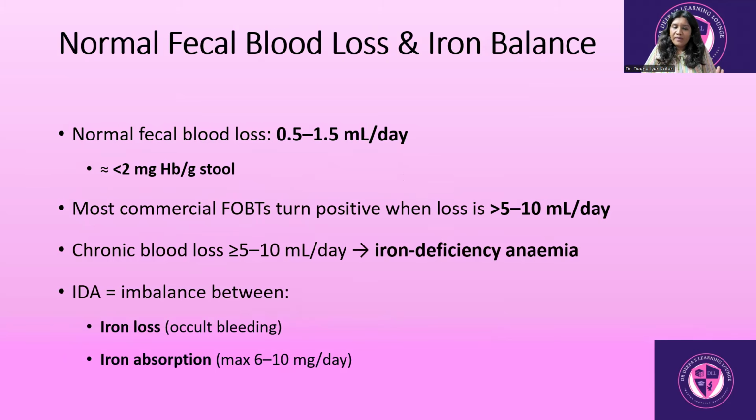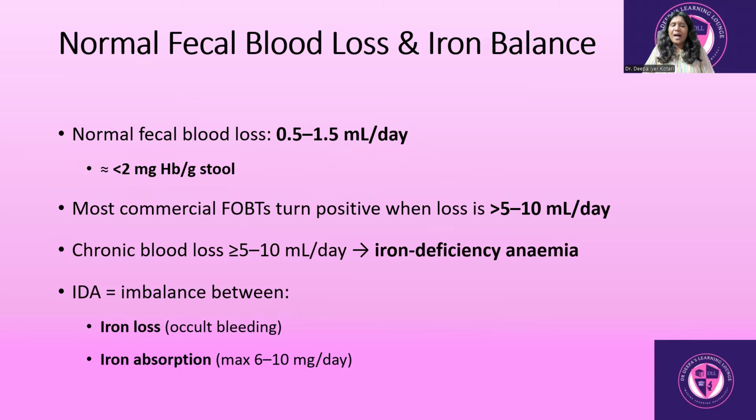Another thing is that normal fecal blood loss and iron balance have to be understood. Physiologically, all of us lose some amount of blood in the GIT. Like I said already, some amount of mucosa is shed on a daily basis, and that is roughly 0.5 to 1.5 ml of blood per day, or less than 2 milligrams of hemoglobin in stool daily, which is all right. But if it is more than that, then it has to be investigated. Our commercial FOBT turns positive, as I already alluded to, when the loss is greater than 5 to 10 ml per day, for it to be detected in the commercial guaiac-based testing.